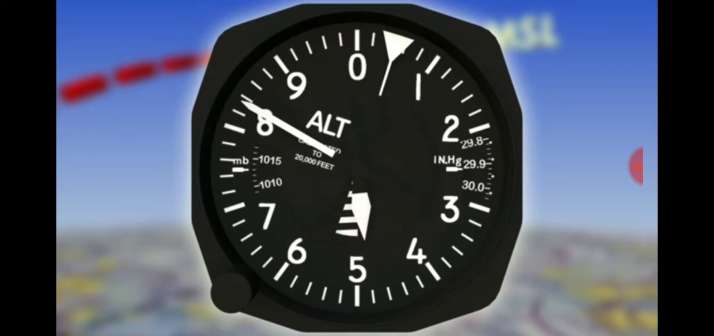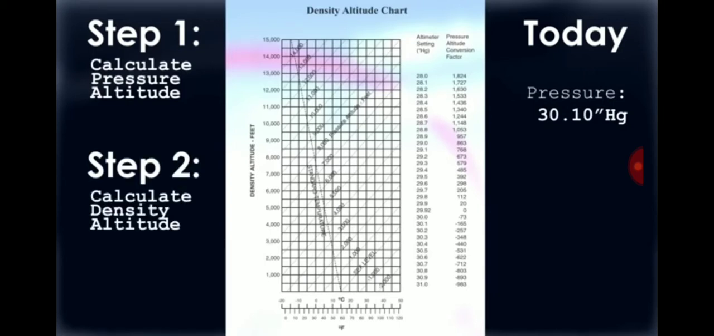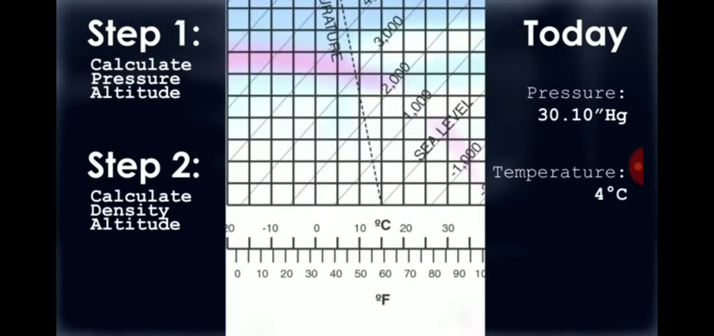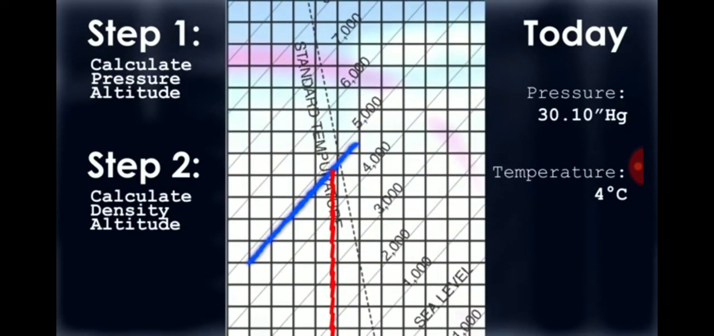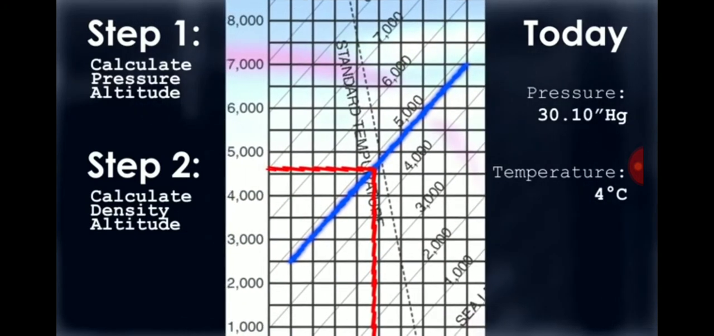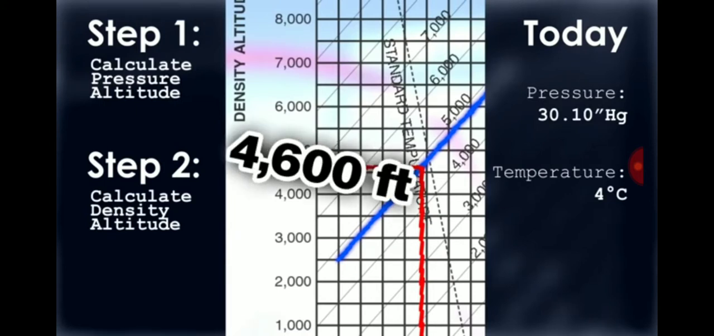If we were to enter 29.92 in our altimeter's Kollsman window, it would read 4,835 feet. Now that we have our pressure altitude, we need to correct for non-standard temperature, giving us our density altitude. Let's say that the current outside air temperature reads about 4 degrees Celsius. Starting at the bottom of the chart, find the 4-degree mark. Next, follow the vertical lines upward until we intersect the diagonal pressure altitude of 4,835 feet. Then, follow the horizontal lines to the left edge and read the altitude. That would result in the approximate altitude of 4,600 feet.